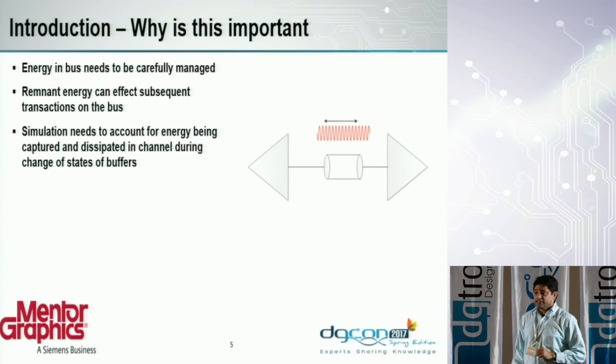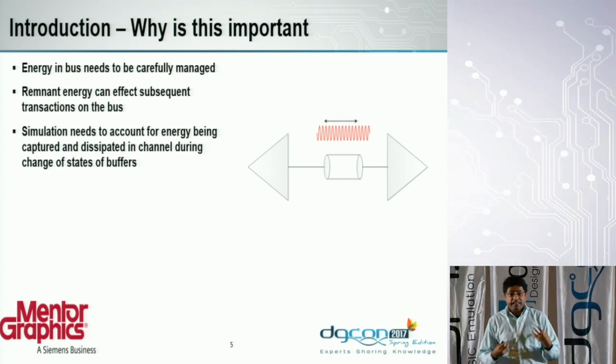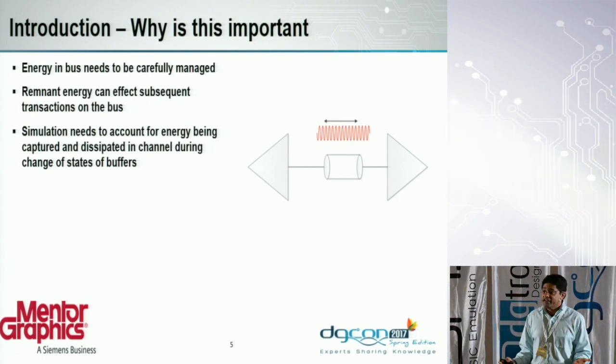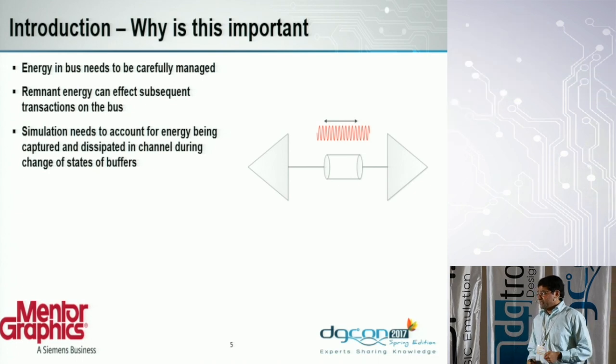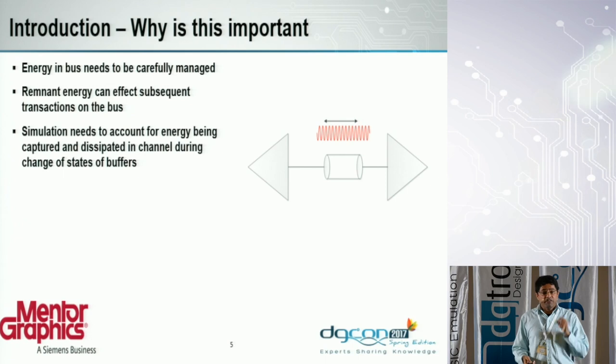And the reason that it's crucial is, if you're not careful, there could be energy remaining in the transmission line, and that energy that's sloshing around doesn't have anywhere to go, it could cause you trouble. And this needs to be modeled and simulated to make sure that this situation doesn't happen to you.